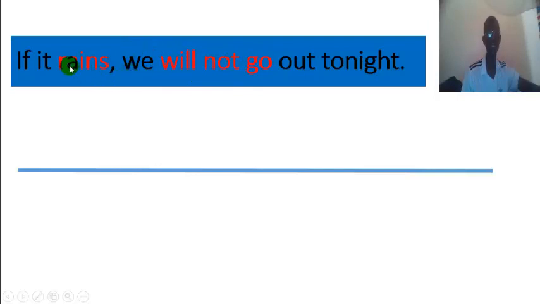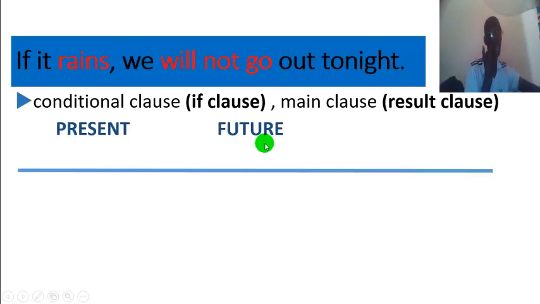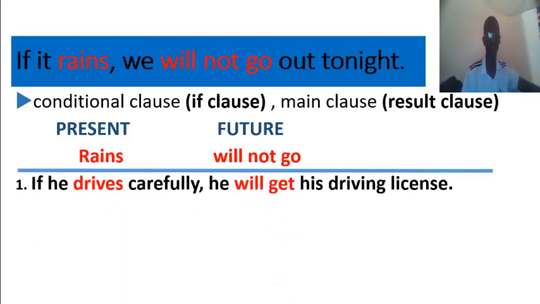Okay? Present, future. Conditional clause, if clause, main clause. Present, future. And here also be careful. I don't say simple present or present continuous. I just say present. Future also, I don't say future simple, future continuous, or future perfect. I just say future. So you have to be careful. It's not simple present or present continuous. It's just present. Right? Rains, will not go, are the verbs used here.